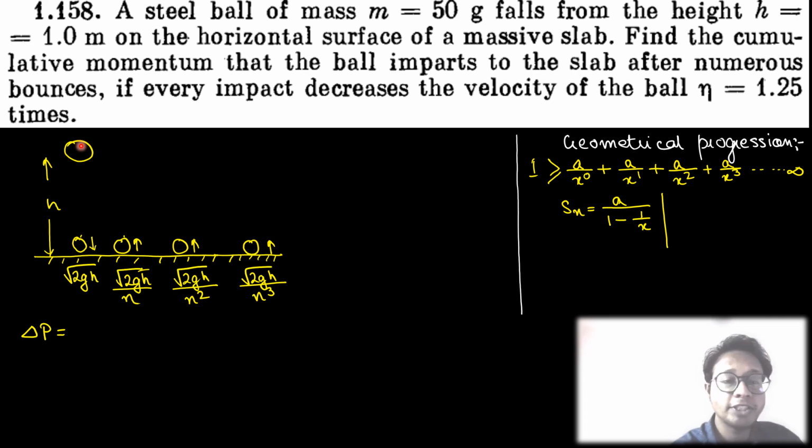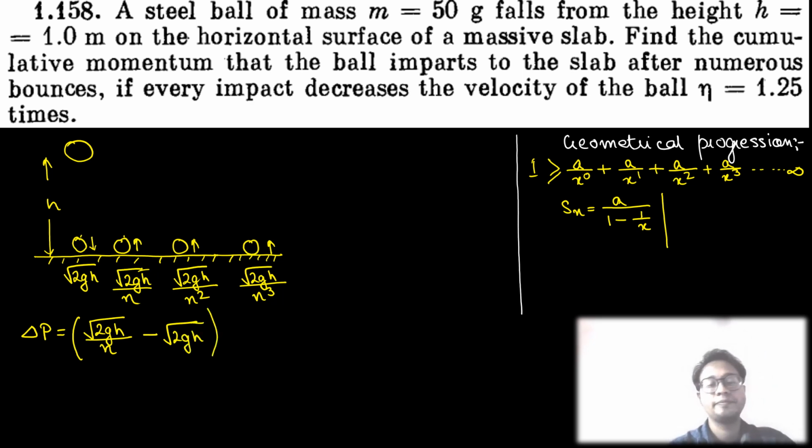So let's see the first bounce. This ball dropped. After the first bounce, what will happen? Final momentum is this one, it will go up, and initial momentum is this one. So final momentum minus initial momentum: under root 2gh by n divided by minus under root 2gh. I made a mistake here. Can you figure out what the mistake is?